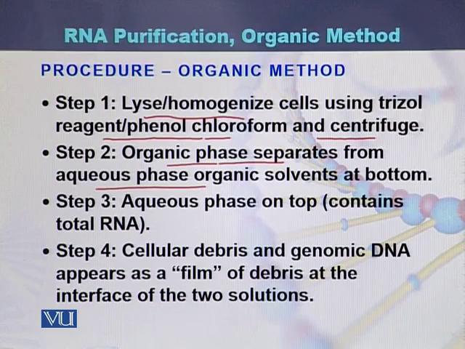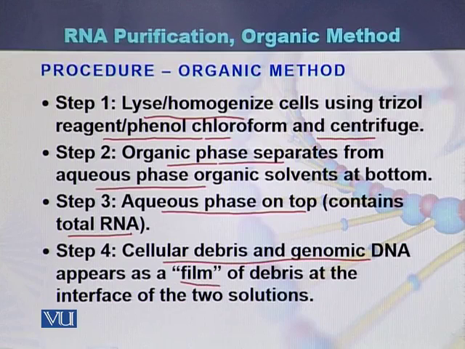During the third step, the aqueous phase is on the top and RNA is present in the aqueous phase. Once both phases separate from each other, cellular debris and the genomic DNA are present in the form of a film at the interface of the two solutions, because the lower is the organic phase and the upper is the aqueous phase. The genomic DNA is usually present at the interface, a small film between the two phases. So these are the first four steps while purifying the RNA by using the organic method.